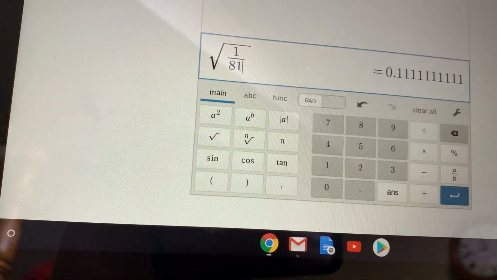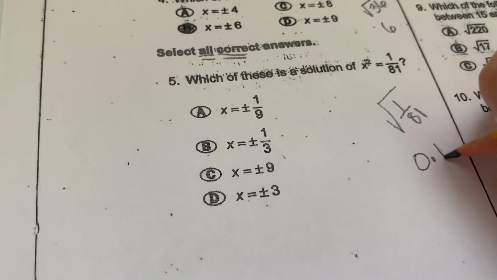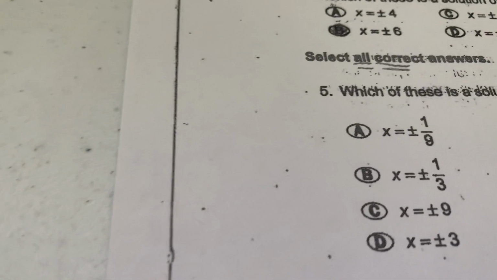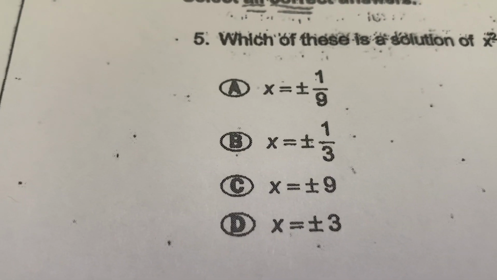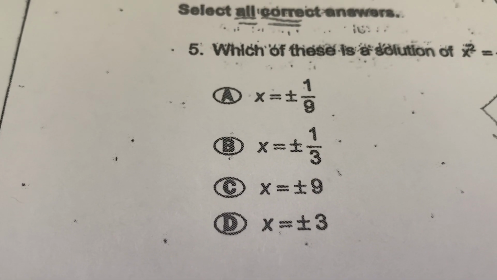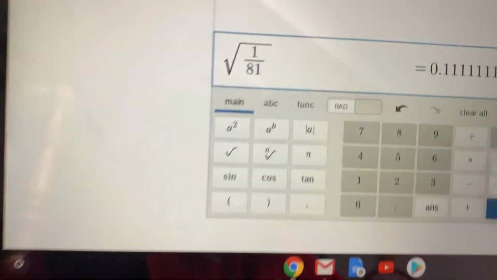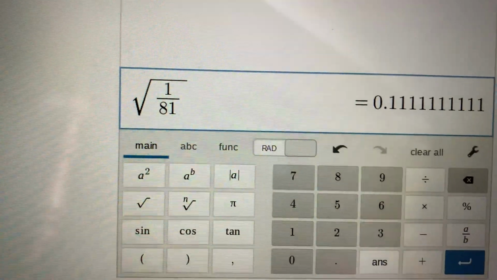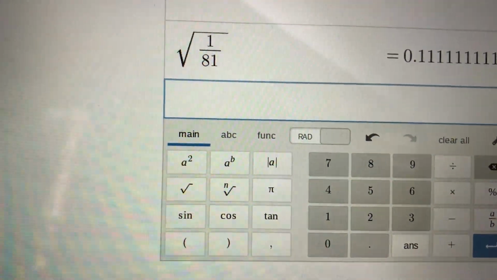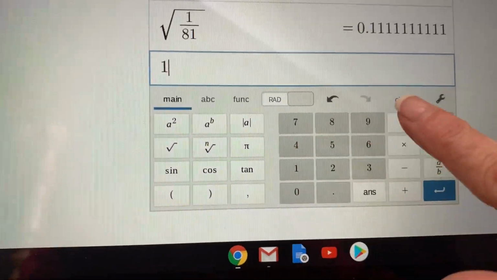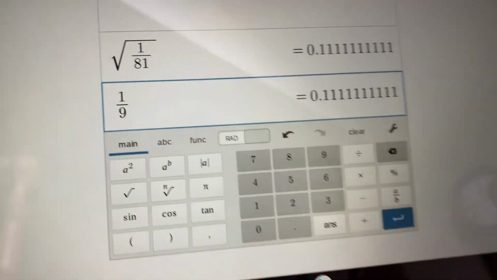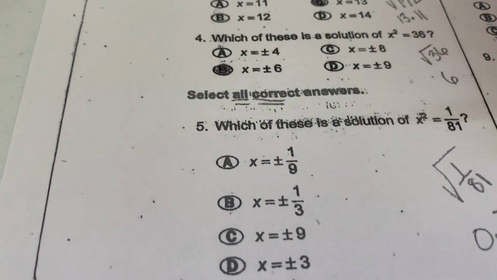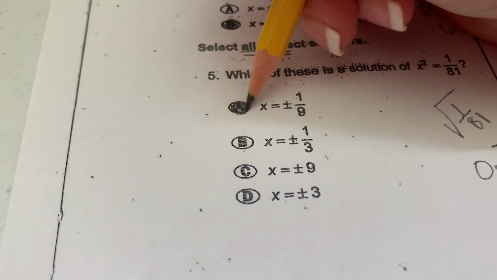We get 0.11 repeating. So if I put that down on my paper, 0.11, and that's repeating. Well, all my answers are fractions. So let's use our calculator to change our fractions into decimals and see if we can find one that matches. I'm not going to erase what I did. I'm just going to skip down another line, and my first one is 1/9. So I'm just going to do 1 divided by 9. And it matches. So our answer is letter choice A, 1/9.